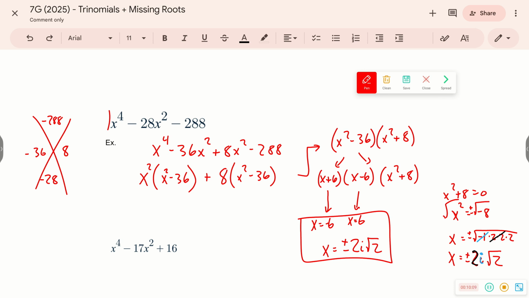That's that. That's 7G. It's going to be one of those problems on the test. I want to make sure that we are prepared.